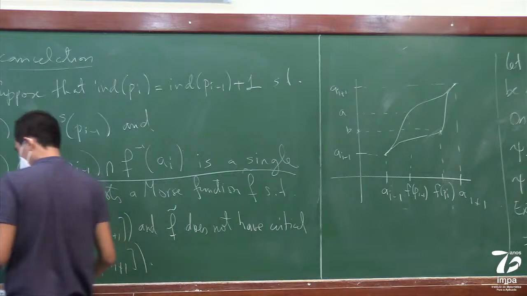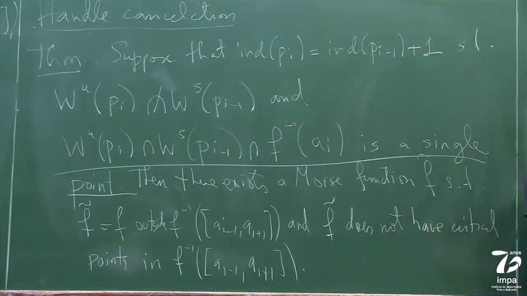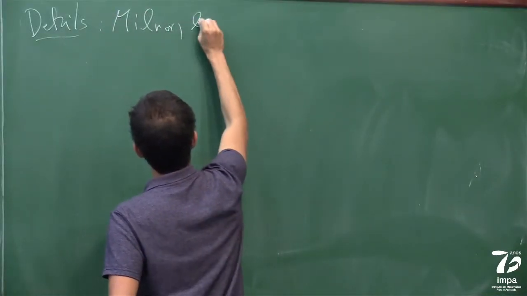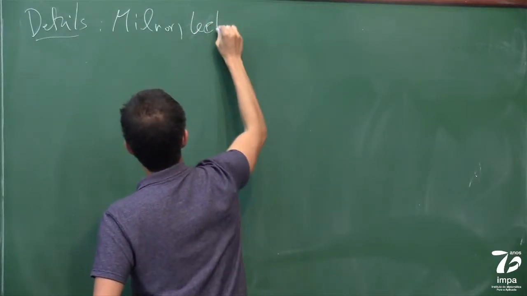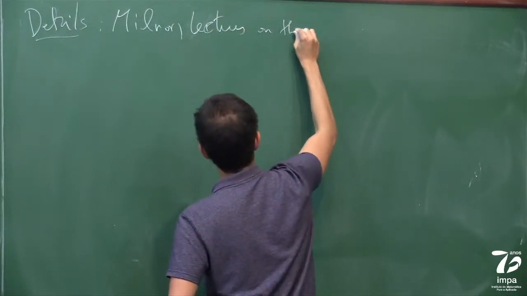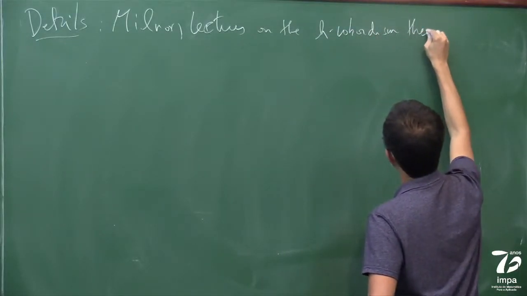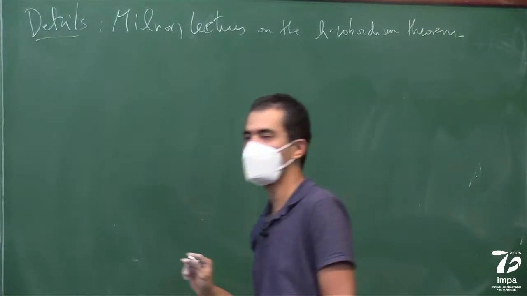Okay, so how do we prove this? And again, I'm not going to prove the whole proof. You have to look at some other book for this, maybe Milnor. For more details on this stuff, you can look at Milnor's lectures on the h-cobordism theorem. But let me do a sketch of the proof.